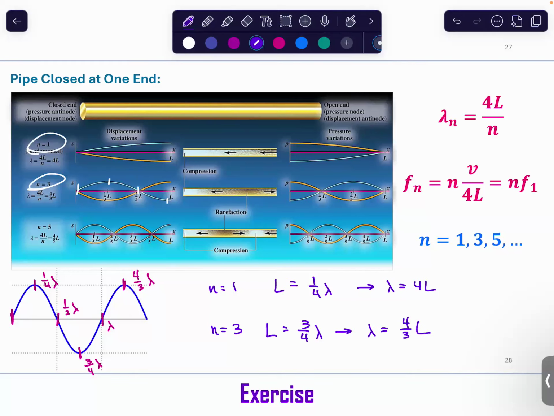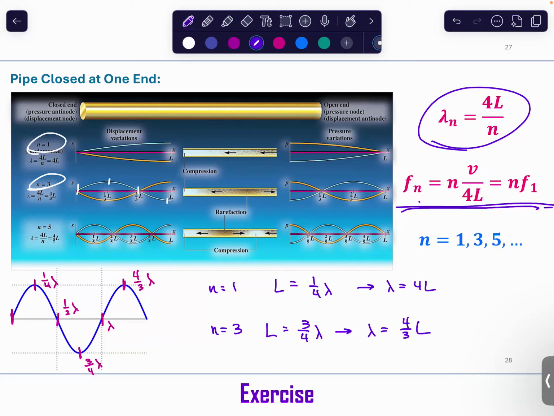And so again, if you follow this pattern through, you end up with the wavelength for this closed-end tube being 4L over n. Your n is your energy level. Your frequency is going to be nV over 4L, so your 4L is, of course, your first frequency. So that's your first overtone. And then, of course, your energy levels for this one are 1, 3, 5, 7, 9, and so forth.